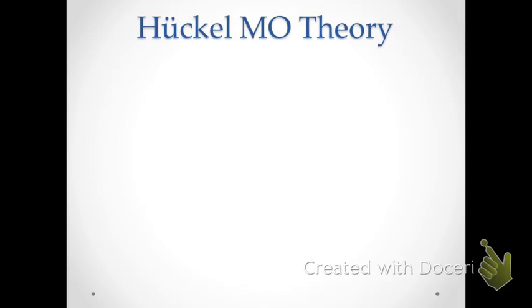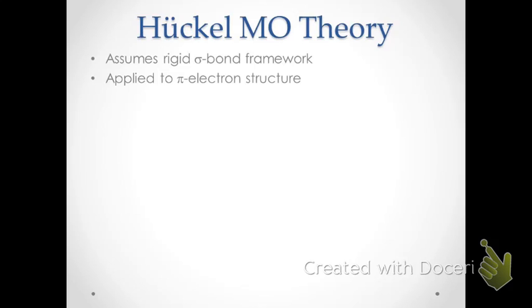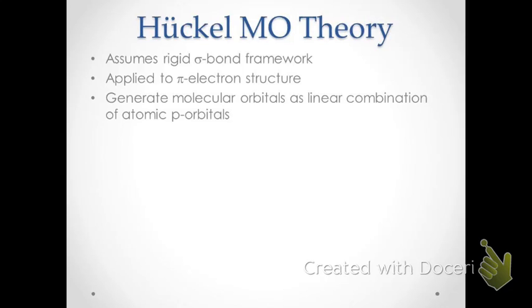Now we look at the application of this variation theory to something called Huckel molecular orbital theory. This is a theory that's applied to pi electron systems and assumes a rigid sigma bond framework, meaning that sigma bonds don't enter into the computation at all. We're applying this only to the pi electron structure of our molecule. In this case, our pi orbitals are generated by taking linear combinations of the atomic 2p orbitals that are part of the pi framework.